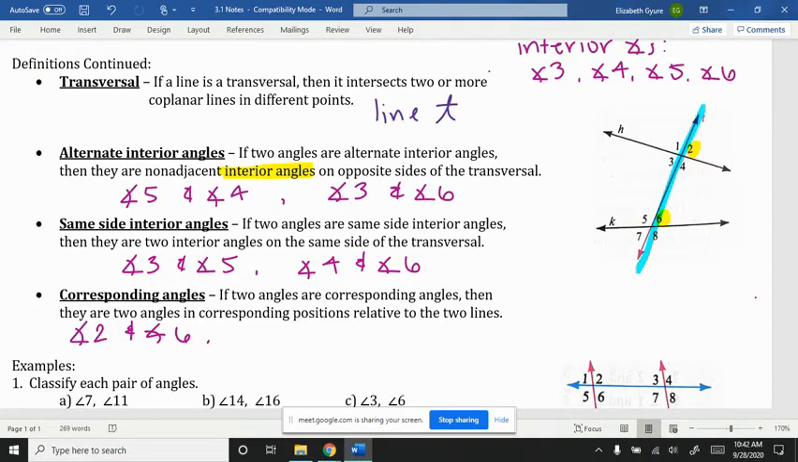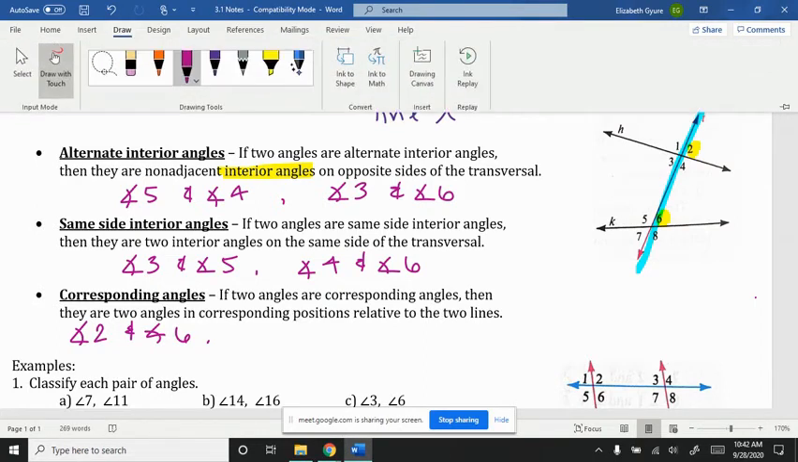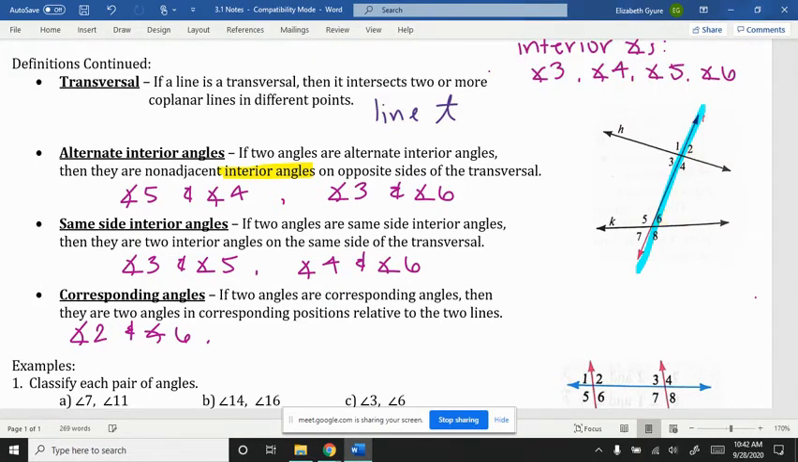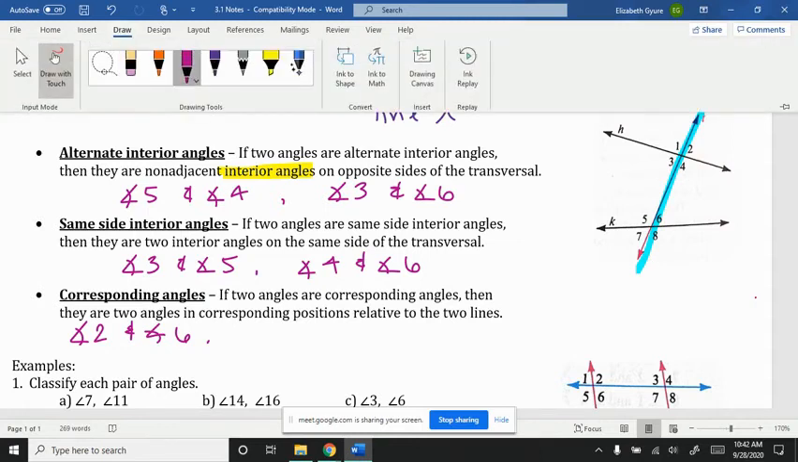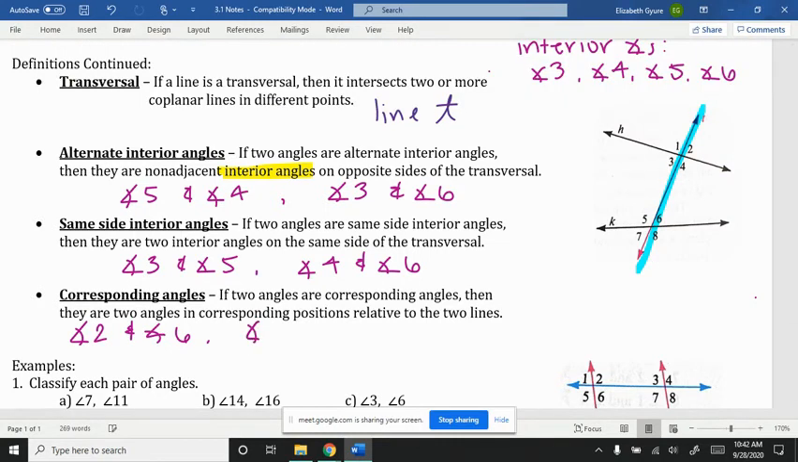Any other ideas of what could work? Melissa? Angle 3 with angle 7. Very good. Those are both on the left, right? And then below the line that's being intersected. Good. So angle 3 and angle 7. Any more ideas?